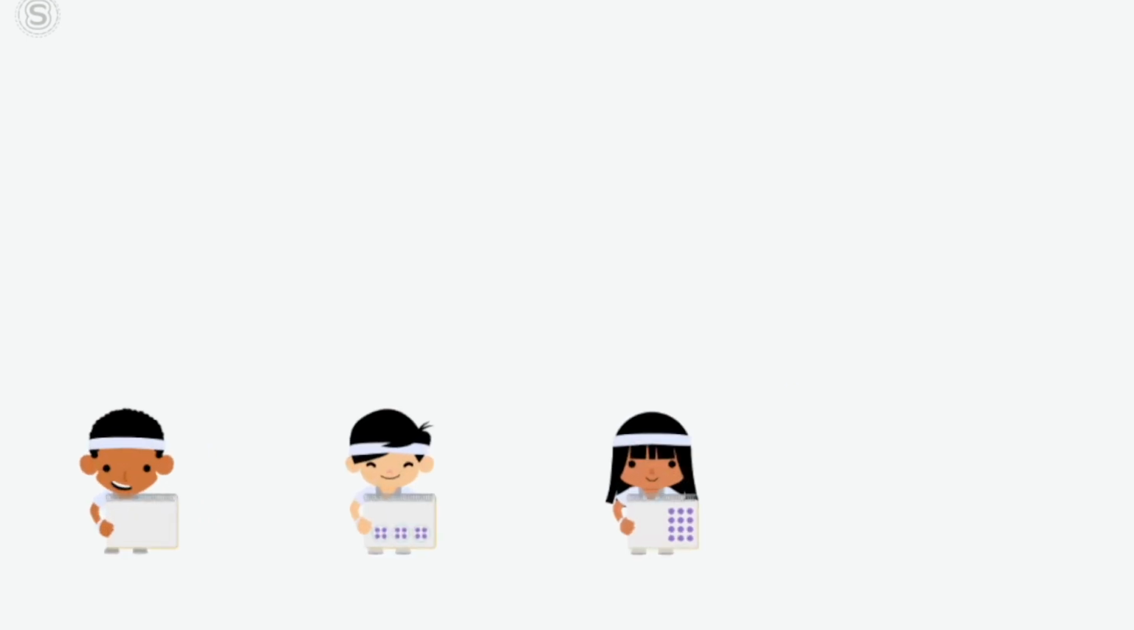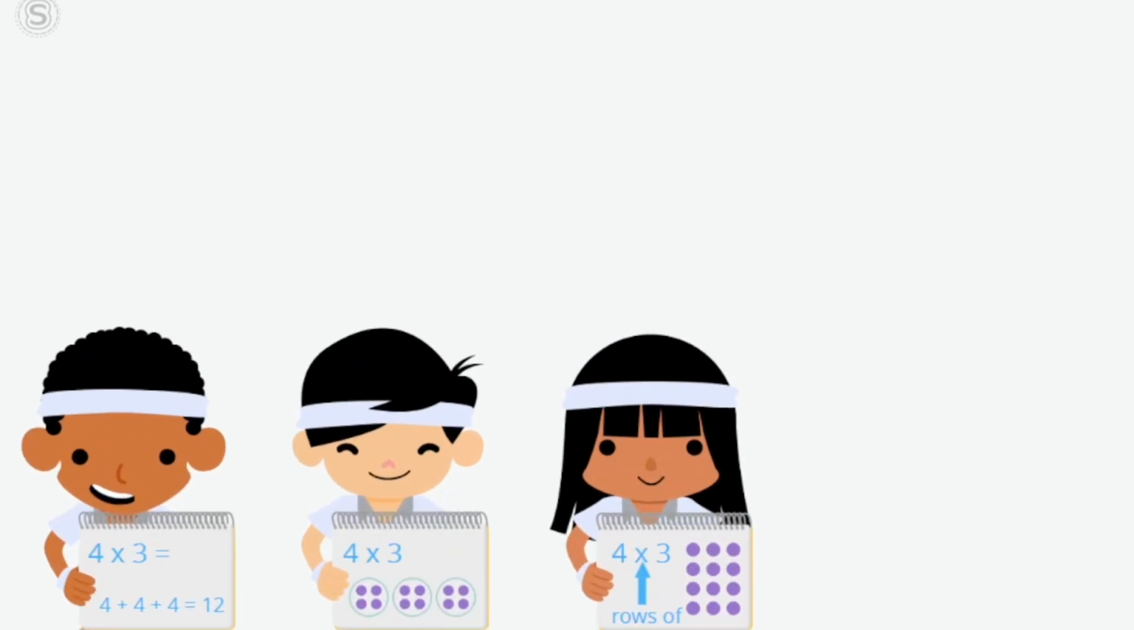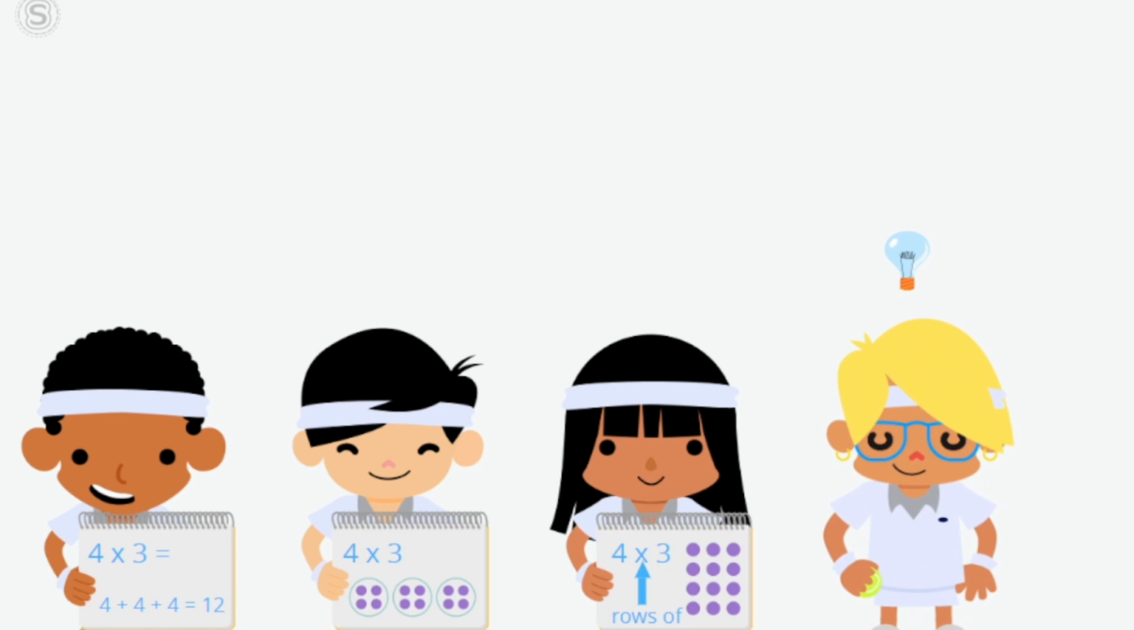How did you do it? By treating the multiplication problem as a repeated addition problem, drawing equal sets like Otto, making a grid of rows and columns like Amy, or did you work it out another way? Now you know how to multiply. Try practicing with some other exercises.